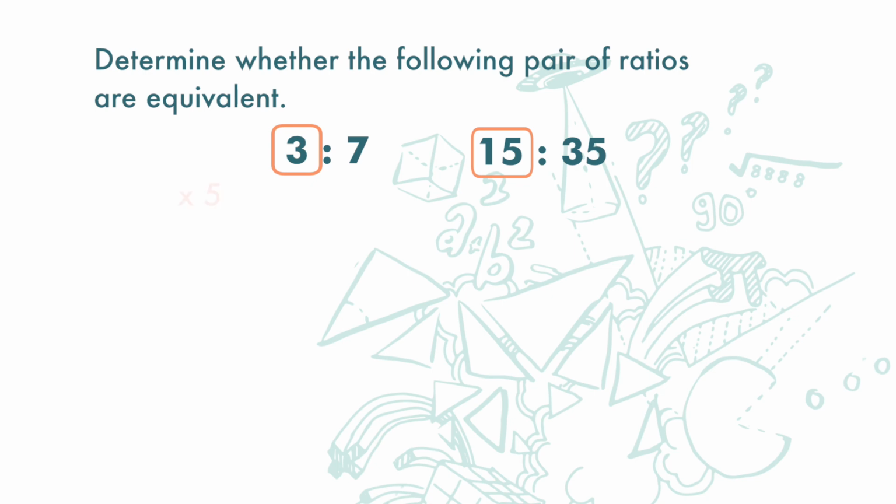If we multiply 3 by 5, we will get 15. We need to do that to the number on the right-hand side as well. And we get 15:35, which is exactly the same as the ratio on the right-hand side. So they are equivalent ratios.